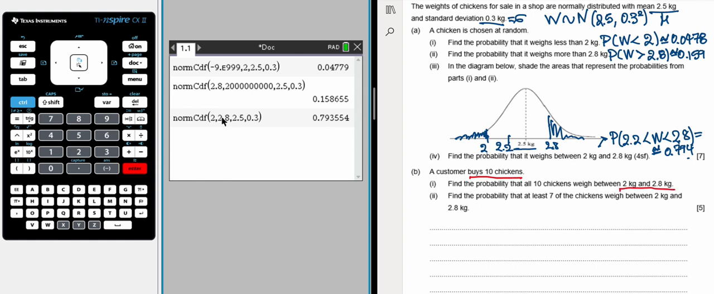Now the way you have to think about it is the probability for the first one to weigh between 2 and 2.8, right? So it's either within the given weight or not. That's another way of thinking about it. Either yes or no, right? And we know that the probability is going to be 0.794, and then again it's either going to be within the range or it's not, right? So another 0.794.